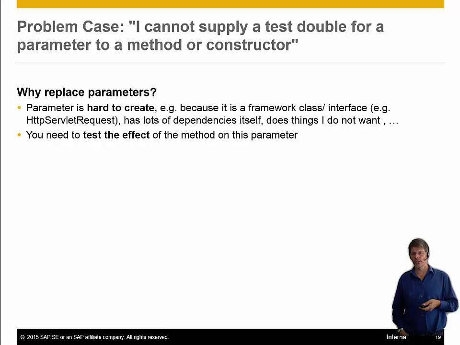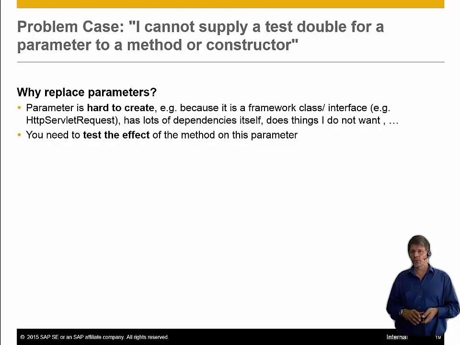It can be difficult or expensive, or it can be a framework class like HTTP request that you don't have control over. Or it has lots of dependencies itself, and then if you want to create that, you have to do this as well, and take care of that, and so forth. So all those things that you don't want.